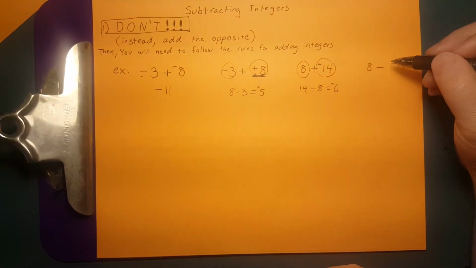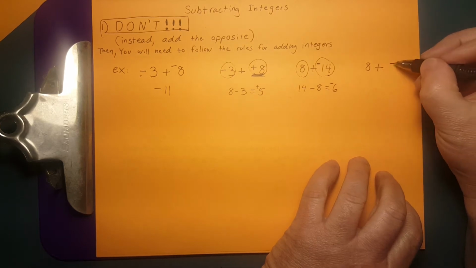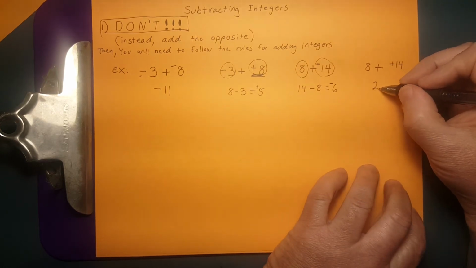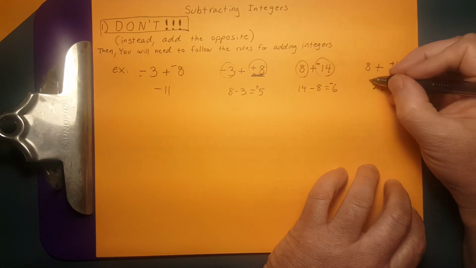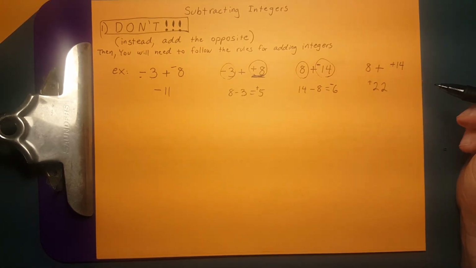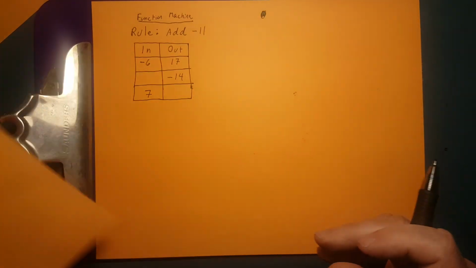Last example, 8 minus negative 14. I don't subtract integers, so I add the opposite. Now it's just 8 plus 14, which is 22. You've been doing that since first or second grade. All right, so that's the review of adding and subtracting integers that you'll need to know for today. Let's move into functions.